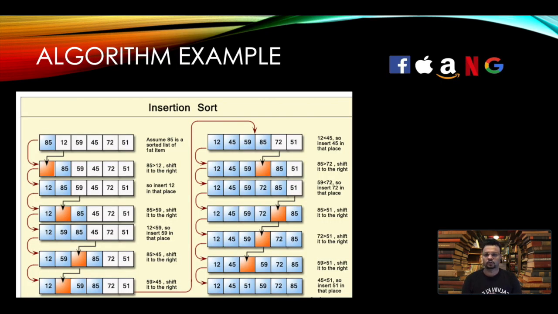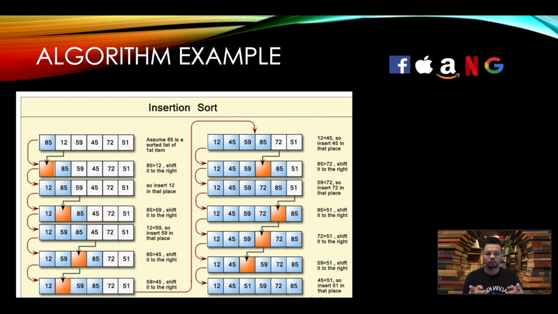We'll be taking an array, and that array is 85, 12, 59, 45, 72, 51. So this is an unsorted array, right? You can see in the first place it is unsorted, and at the end we are making it sorted with some iterations. So let's go through it very quickly. As I told, we'll be dividing the whole array into two parts, one unsorted part and one sorted part. So 85 is assumed as sorted, and the rest from 12 to 51 is assumed as unsorted.